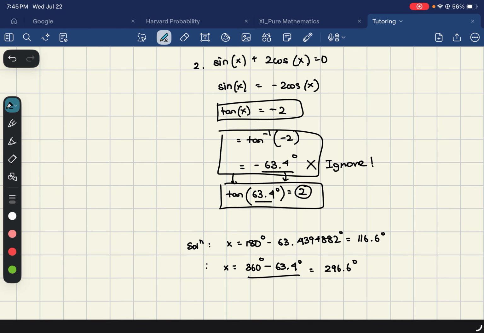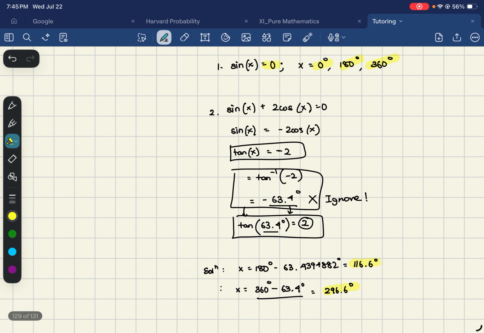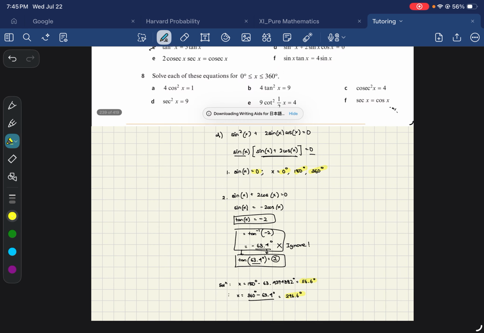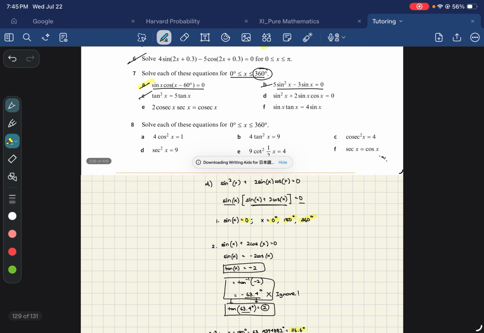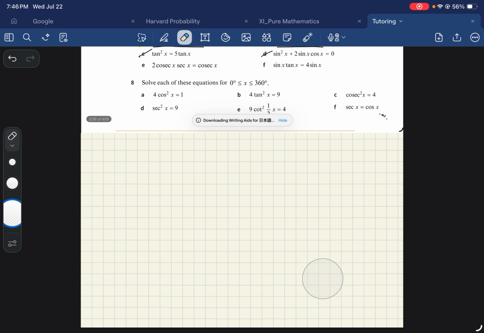So your solutions are 0, 180, 360, 116.6 degrees, and 296.6 degrees. All right. So we are done with part D. So the solutions are only the ones that I have highlighted.